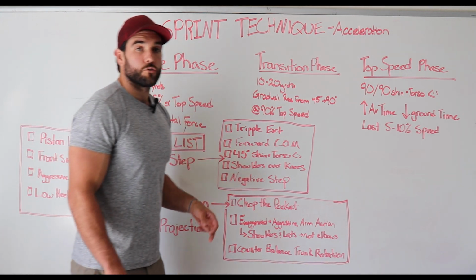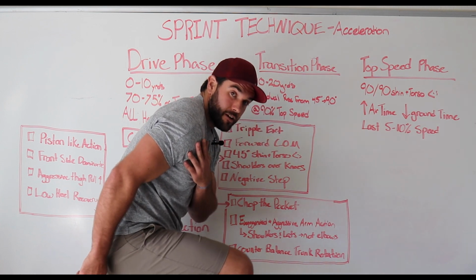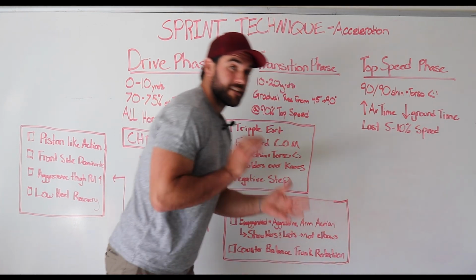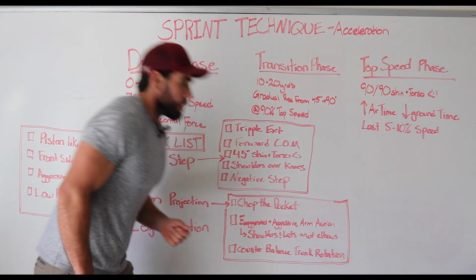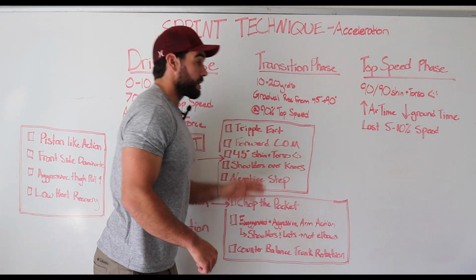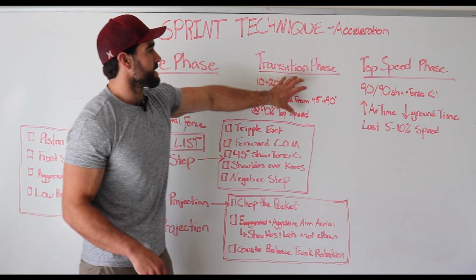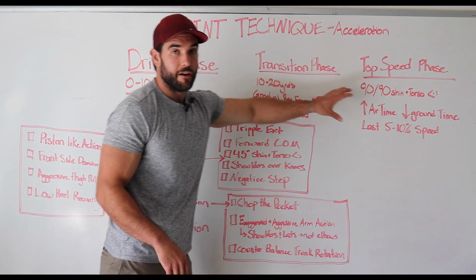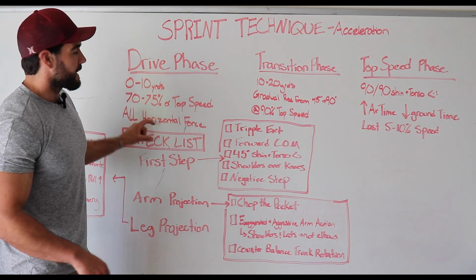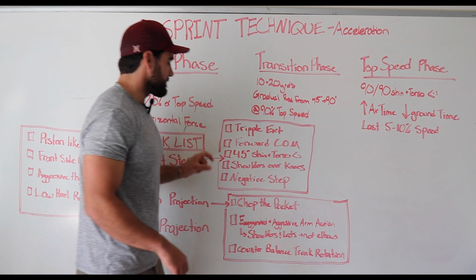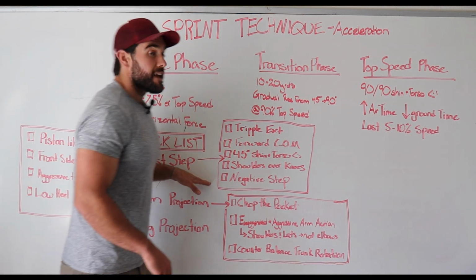We need to have our shoulders over our knees. Okay, so when we're taking that step, we're trying to keep our shoulders over our knees. That's going to keep us in that forward center of mass and keep us moving forward. We don't want to be coming up here in our drive phase, because again, we're going to skip the drive phase if we do that, and go straight into transition or even top speed. And we want that 70 to 75% of acceleration in that top speed by utilizing the drive phase to its fullest potential. And the last thing that you need to have during this first step is a negative step, okay?